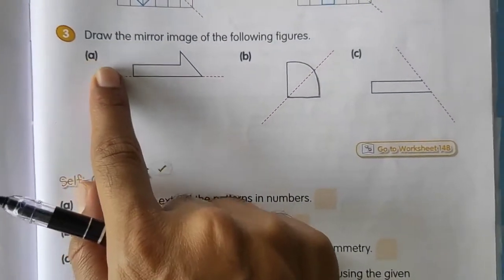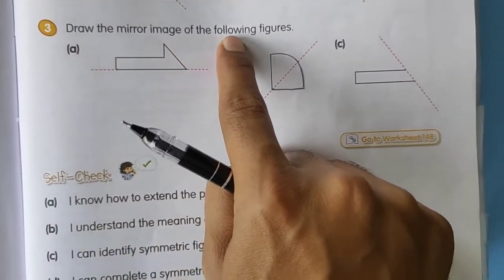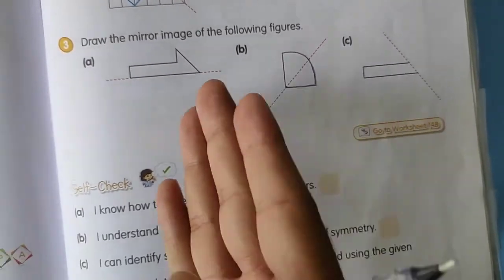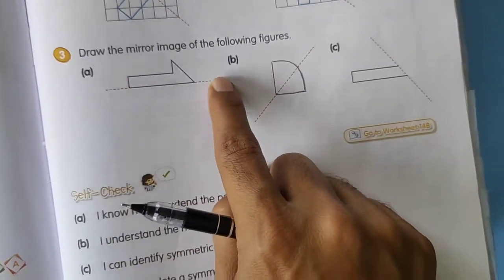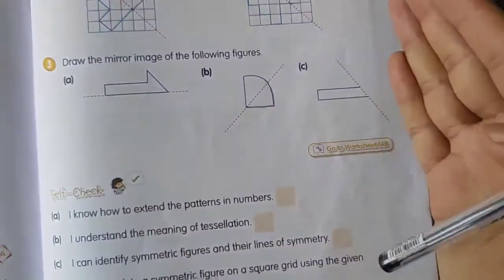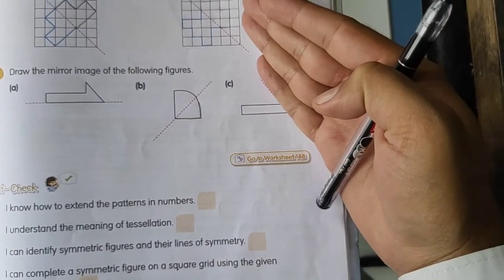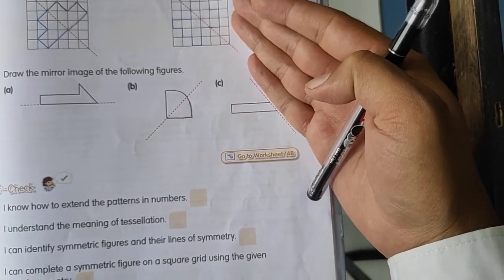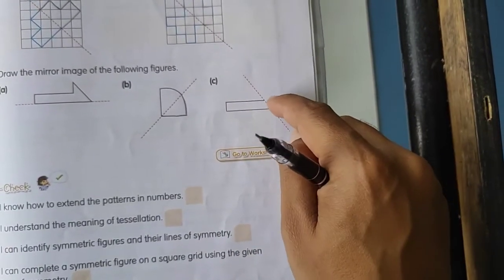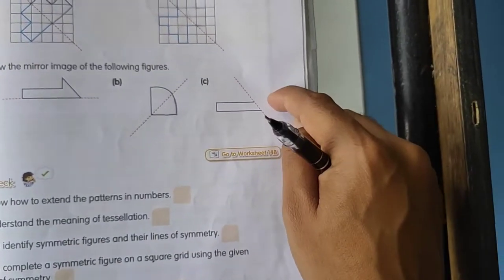And then question 3, draw the mirror image of the following figures. Here also you can take help of your mirror. Whenever some lines are given, dotted lines, you have to keep your mirror there. Here also like this I will keep the mirror like this. And then in the mirror I will see how this figure looks, and then I will draw that figure there.